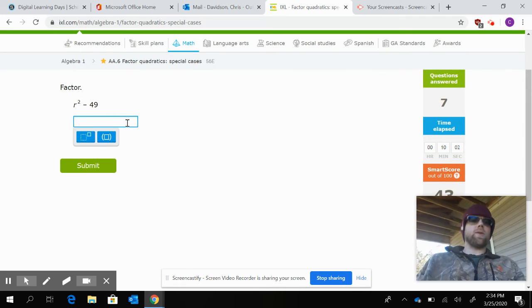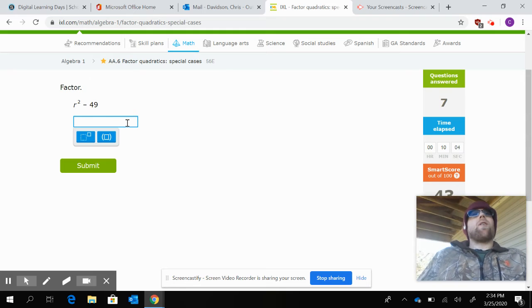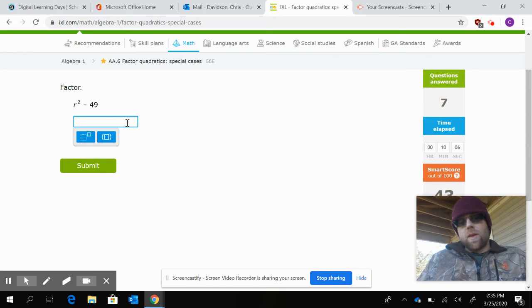All right, so both terms. That's an r squared. But what's the number in front of that r squared? It's a 1, an understood 1. Well, what is the perfect square of 1? It's 1. And what's the perfect square of 49? It's 7. So both terms are perfect squares. And there's 2 terms, and there's a minus sign, so it checks out the 3 conditions.